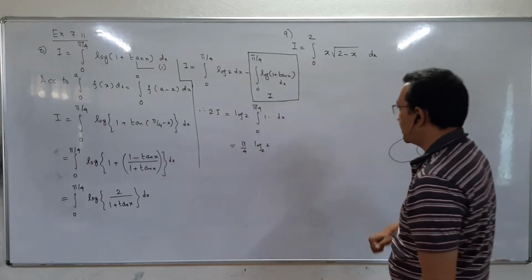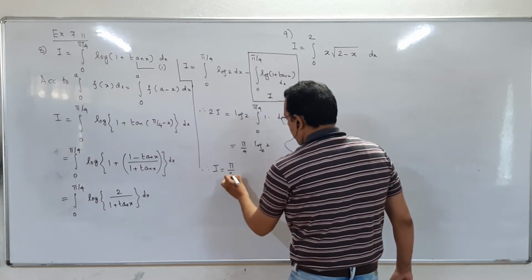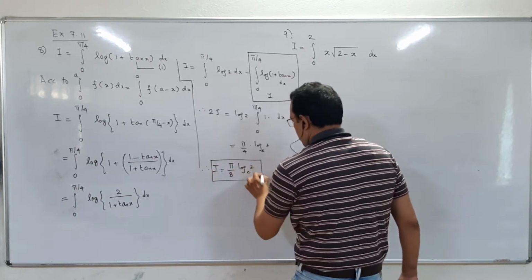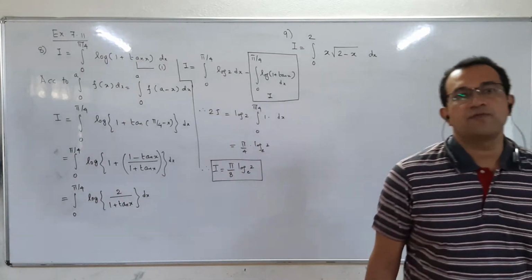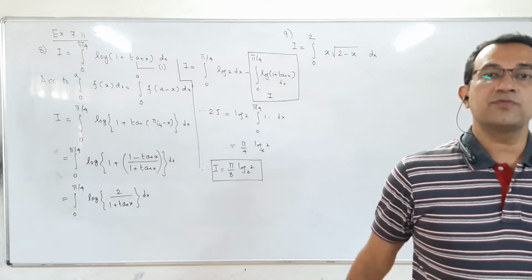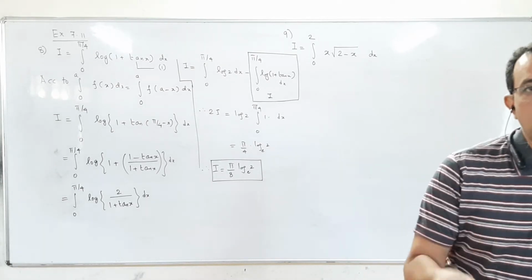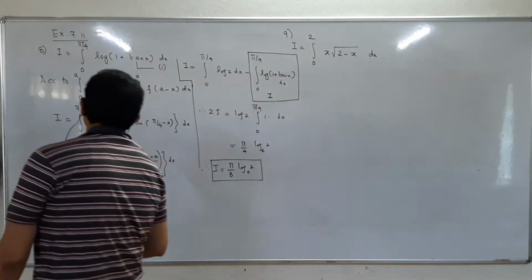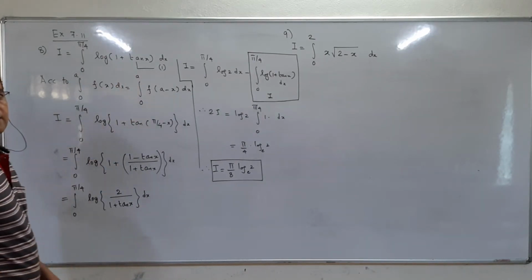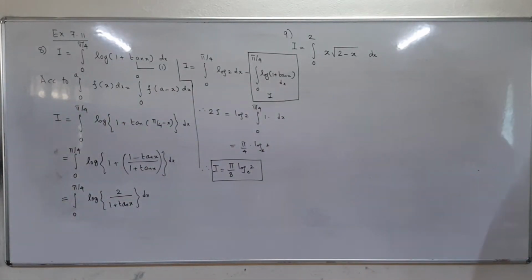Now this much I can write directly. So the final answer of I is pi by 8 log 2 to the base e. This is, students, the final answer. So in the first 10 sums we have applied most probably this property, that integral 0 to a f of x dx is equal to integral 0 to a f of a minus x dx.